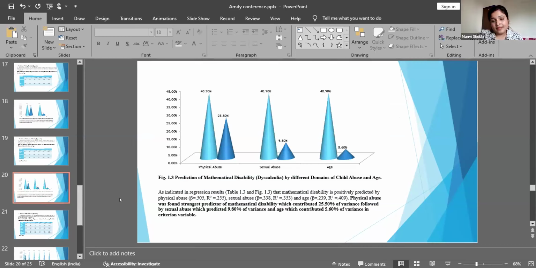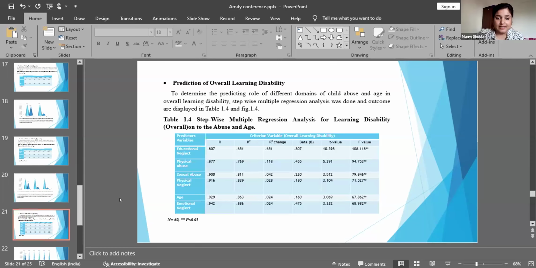Prediction of mathematical disability. Physical abuse was found to be the strongest predictor of mathematical disability, which contributed 25.5% of variance, followed by sexual abuse, which predicted 9.8% of variance, and age, which contributed 5.8% of variance in criterion variable.